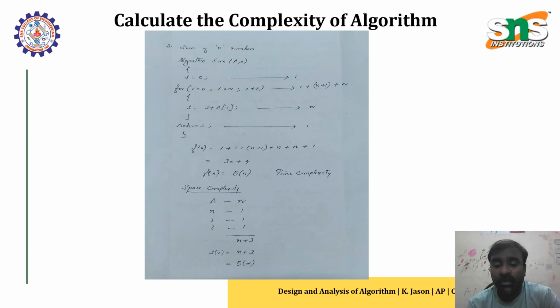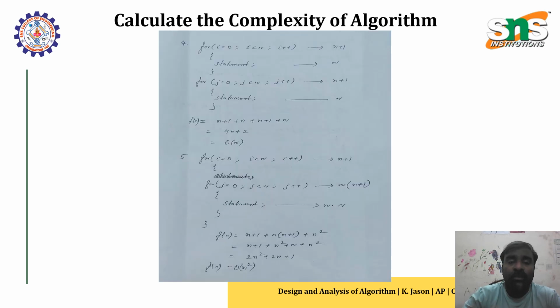So totally n plus 3, so order of n. This is how you find the complexity of algorithms. Next, you are using one loop statement. This loop is not a nested loop.